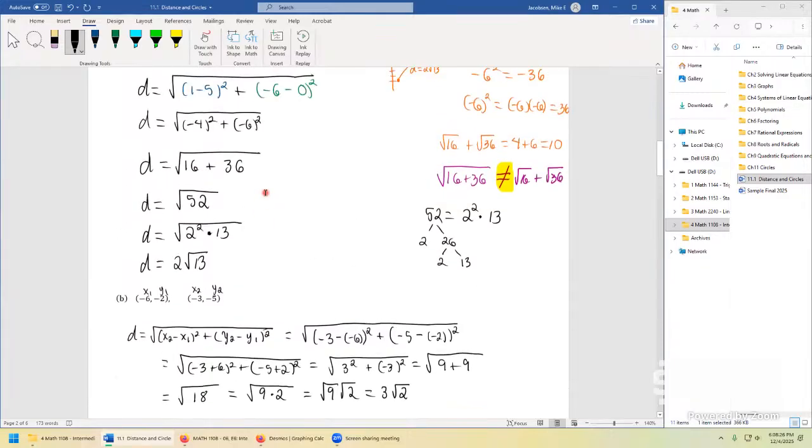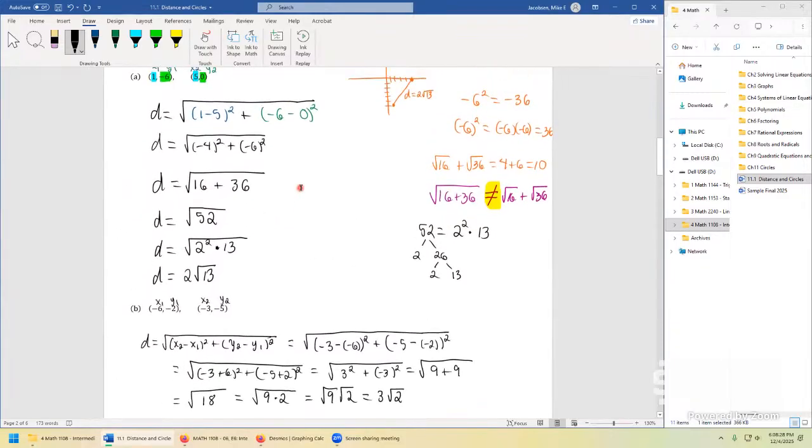We did it. That's 2 good use cases of the distance formula. Any questions with either version?